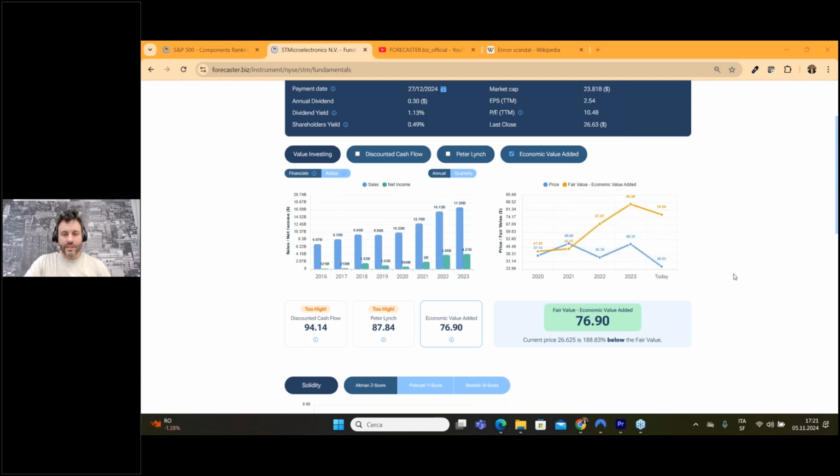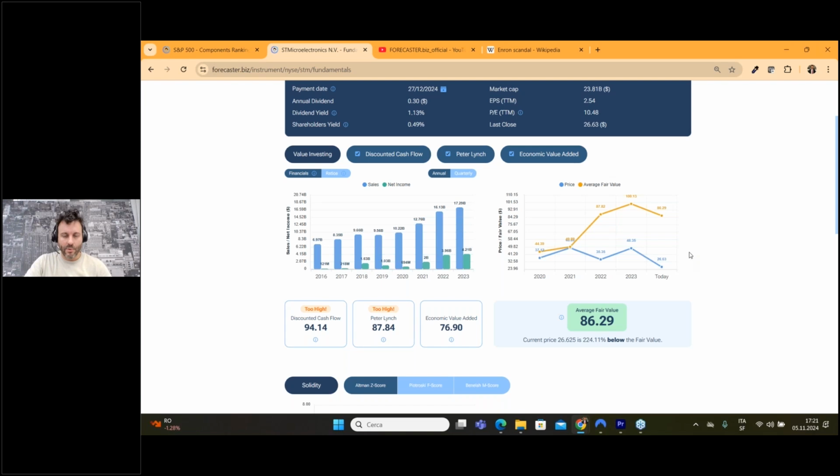Anyway, so the company is undervalued, and if we use also the discounted cash flow and the Peter Lynch method, which are now turned off because the results of the calculation are very different from the actual price, we really found a company which is really undervalued.